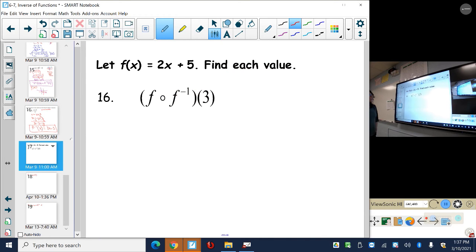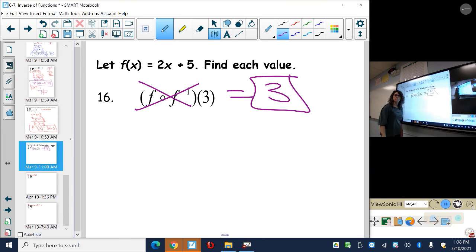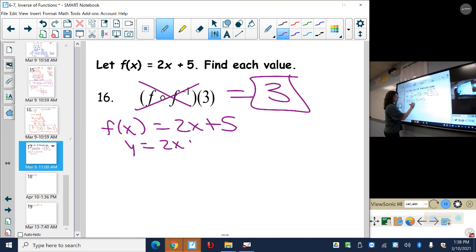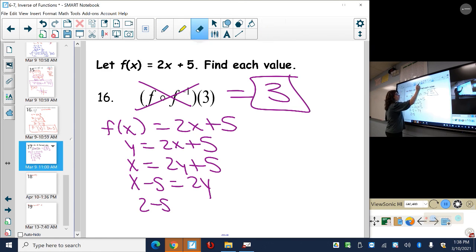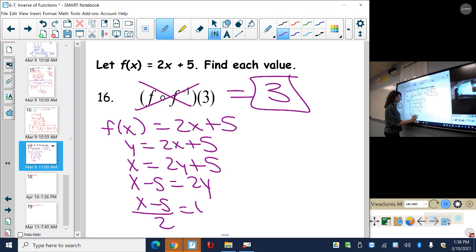Next, it says f of x is equal to 2x plus 5. Find each value. Now, remember, I said whenever we did the composition before, that what happens is these cancel out, and it is just 3 every time. You don't even have to do any work, because we know that they are obviously inverses. Now, if I want you to show work, this is the work you would show. You would say, okay, this is y. Then you would swap x and y, and you would solve for y. So I have x minus 5 over 2 is equal to y.